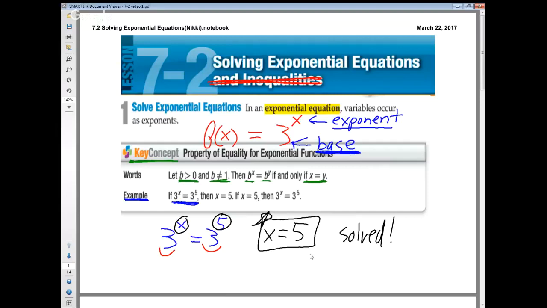So that's the main concept you want to keep in mind here: if we have two exponential expressions such that the base of each one is the same, then right there we can go ahead and take our exponents, set them equal, and find out what our x value is for our exponential equation. So as long as you keep that main concept in mind, the rest of the lesson is just going to be some practice problems using that key concept. So with that in mind, let's look at our first example.